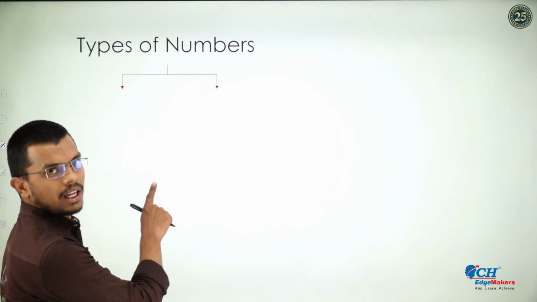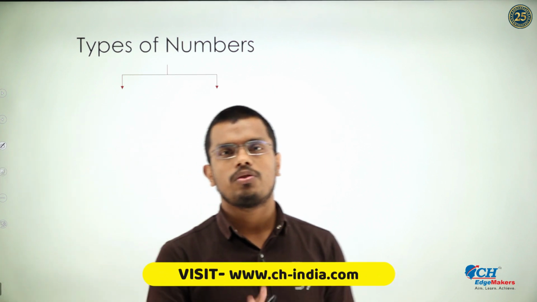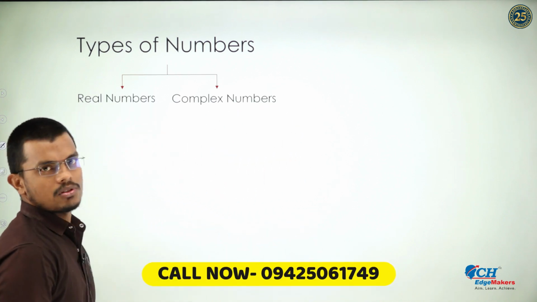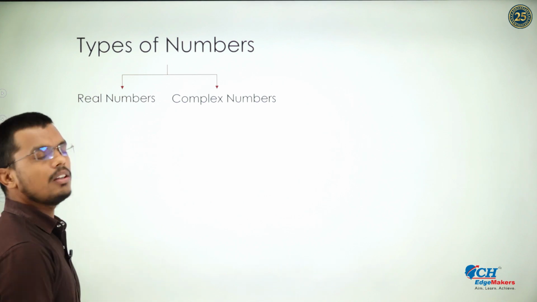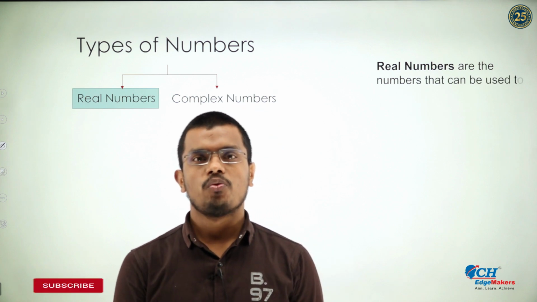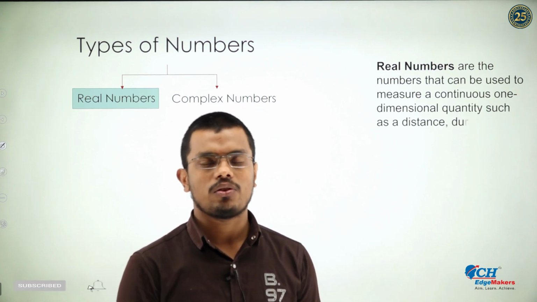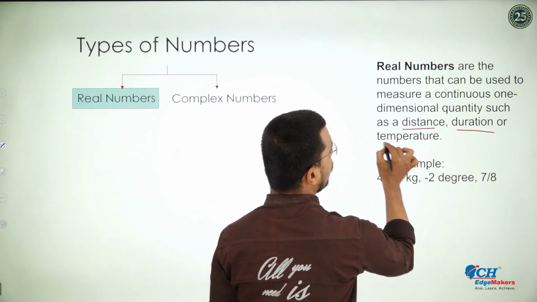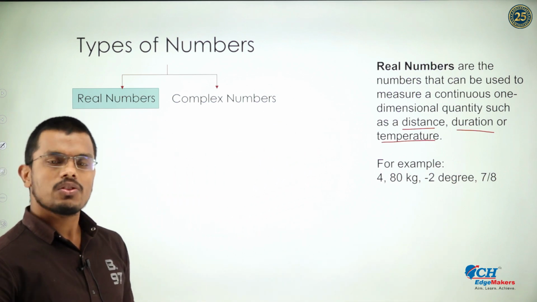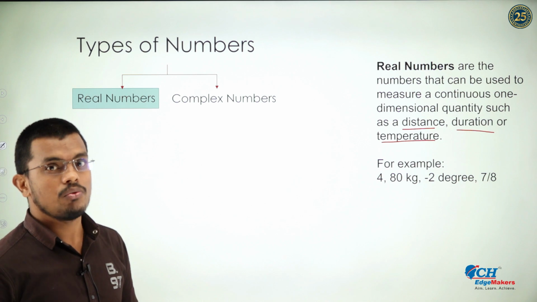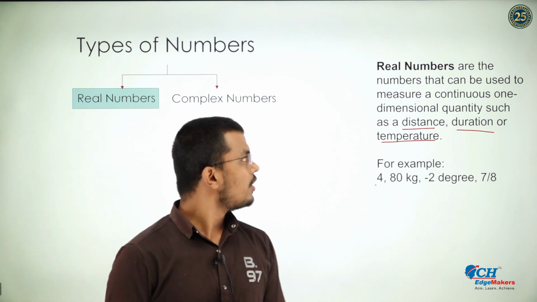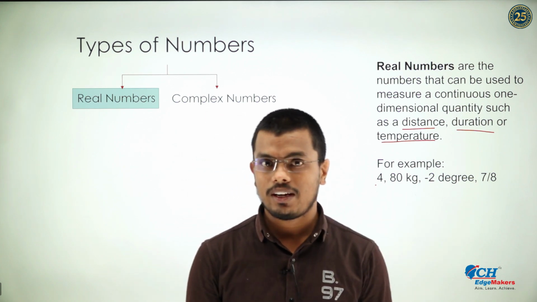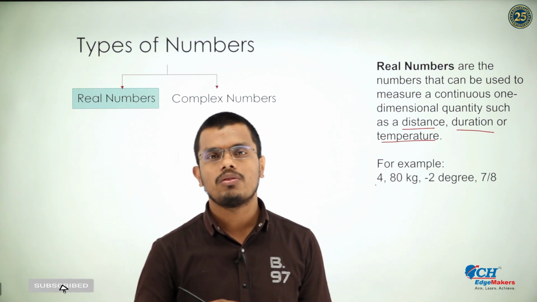Look here, type of numbers. Numbers initially are of two types. The first one is real numbers and the second one is imaginary numbers or the complex numbers. What are real numbers? The real numbers are the numbers which we use in our regular life to measure things, like if you need to measure distance, duration or temperature. These fundamental one-dimensional things, if you want to measure, we have to use the concept of real numbers. You might have heard about these numbers: 4, 80 kgs, minus 2 degrees Celsius, 7 by 8. These are all real numbers that we use in our real life.